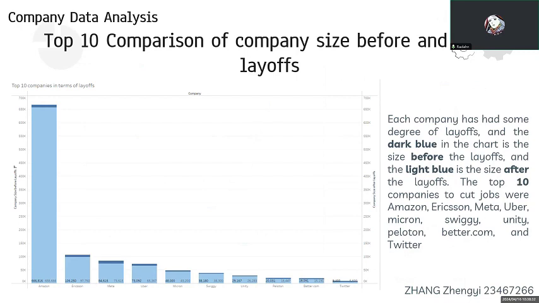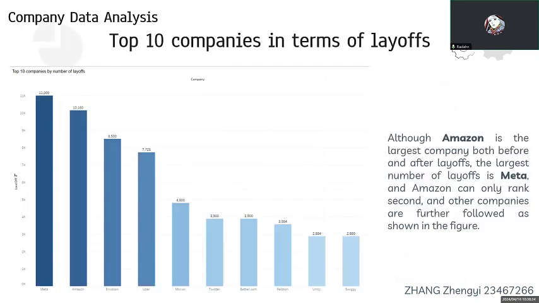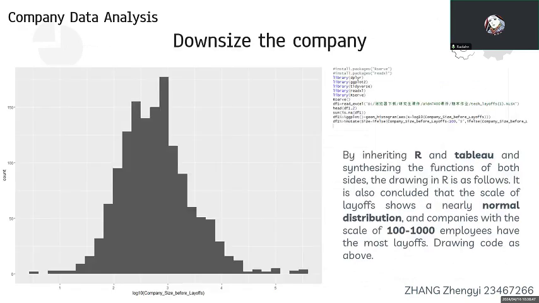However, as shown in the figure below, the top companies in terms of company size are sorted from high to low in terms of number of layoffs. Meta is the company with the largest number of layoffs, while Amazon can only rank second in the number of layoffs. Next is the chart about company size, made by combining R and Tableau.